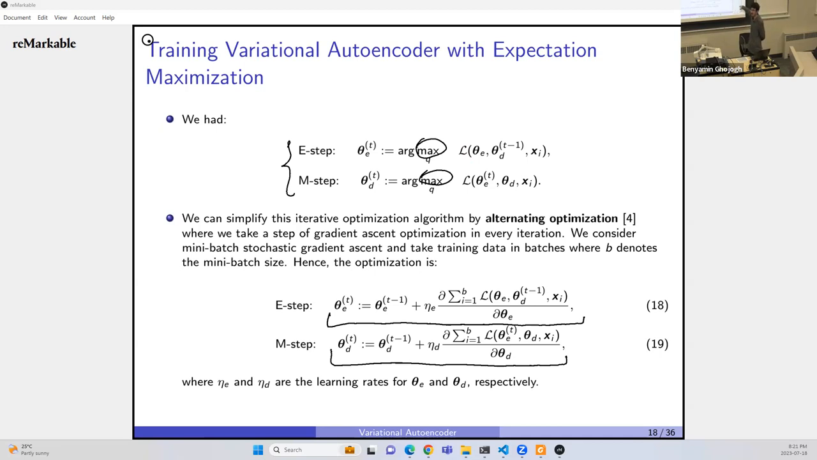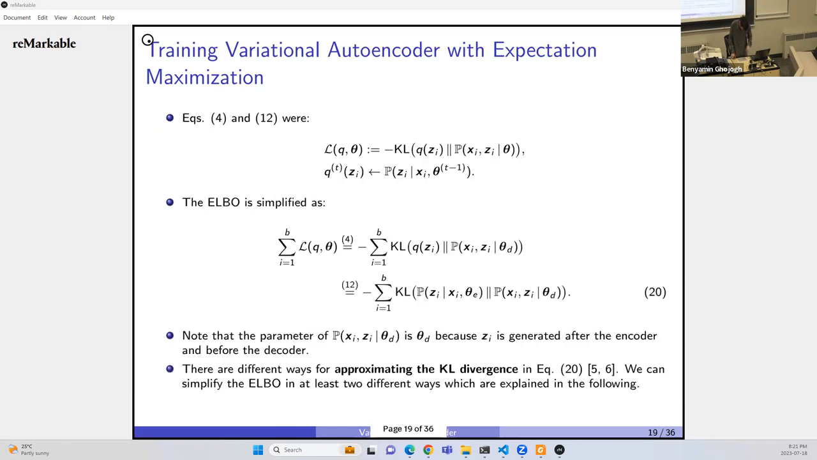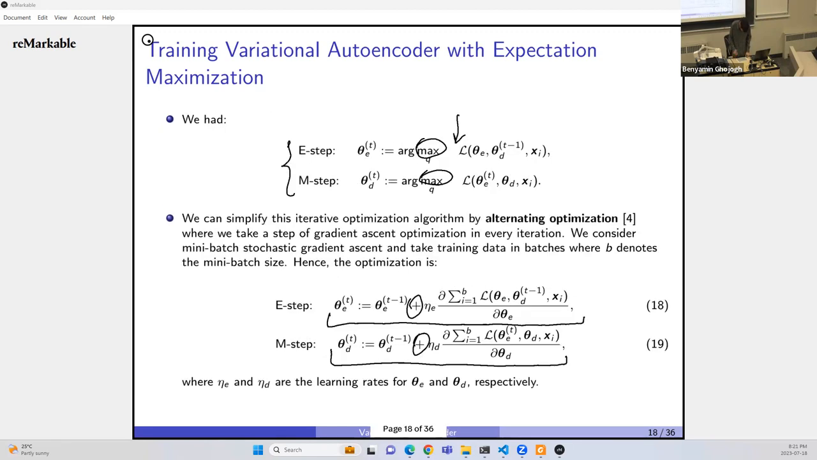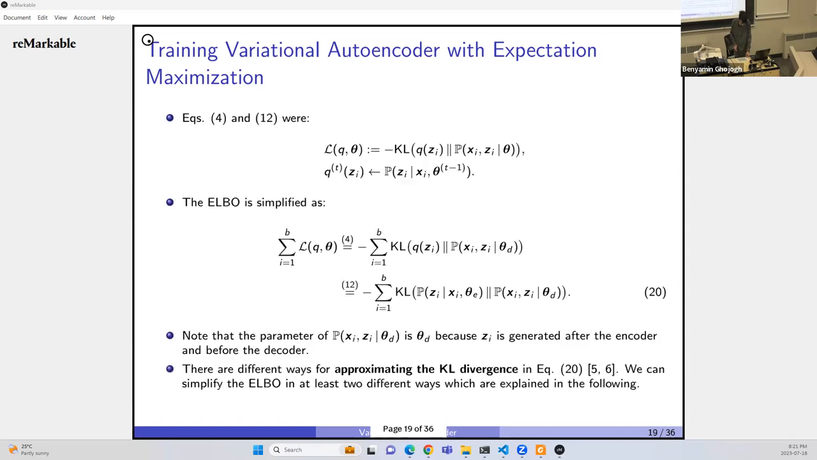So these equations 18 and 19 are gradient descent, which is backpropagation. But why do we have plus here? It was negative times negative: one minus for gradient descent, and one minus behind the cost function, right? So it became positive. And the learning rates are for theta E and theta D. Recall equations 4 and 12, which we saw. I'm repeating them here, okay?